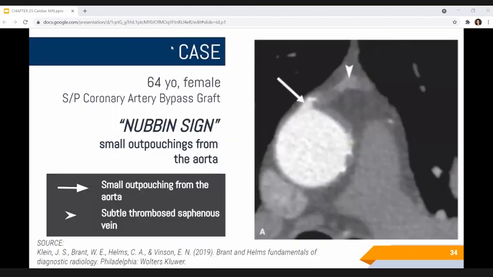This is a 64-year-old woman with a history of CABG. The image is an axial oblique image through the ascending aorta, showing a small outpouching from the aorta pointed by the white arrow, with a subtle thrombosed saphenous vein to diagonal bypass graft marked by the white arrowhead. The appearance of these small outpouchings from the aorta has been referred to as the Nubbin sign.